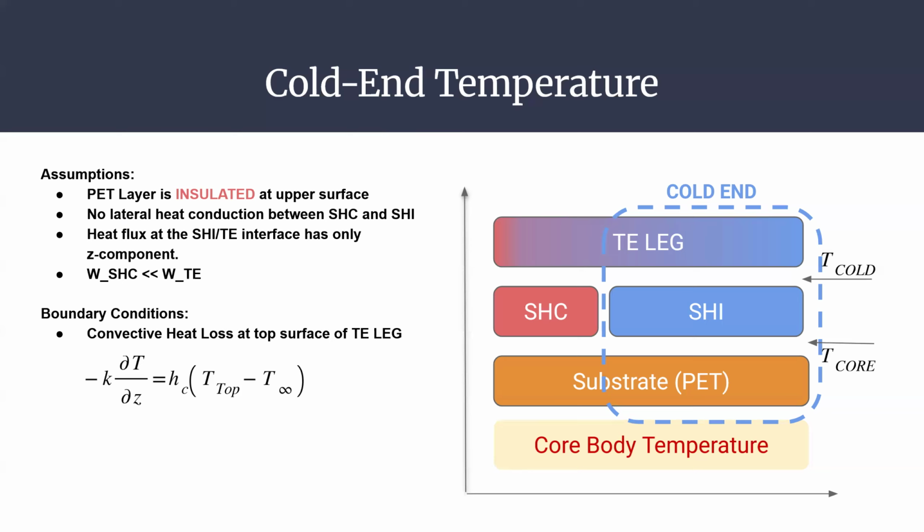And the main boundary condition we assume for this cold end temperature calculation is the conductive heat loss at the top surface of the TE leg because of the airflow. And that heat transfer behavior is dictated by the equation on the bottom left corner. Next slide, please.